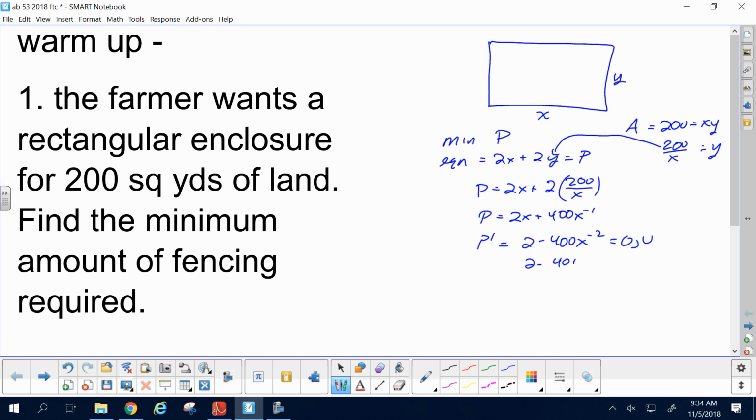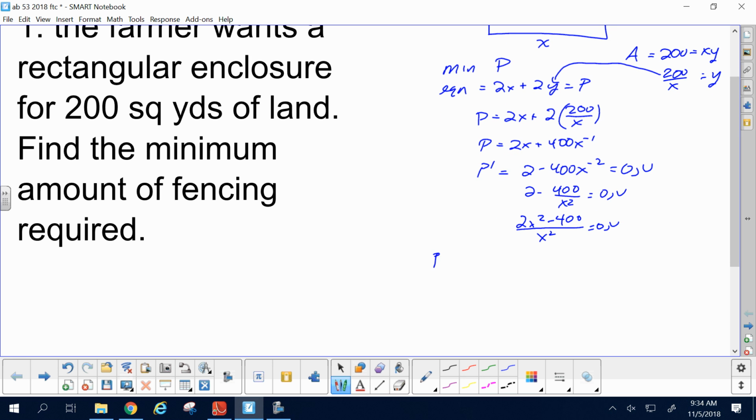2 minus 400 over x squared. There is an algebra component to this. I would give a common denominator. 2x squared minus 400 over x squared is 0 or undefined. See? P prime is undefined at x equals 0, but can x equal 0?